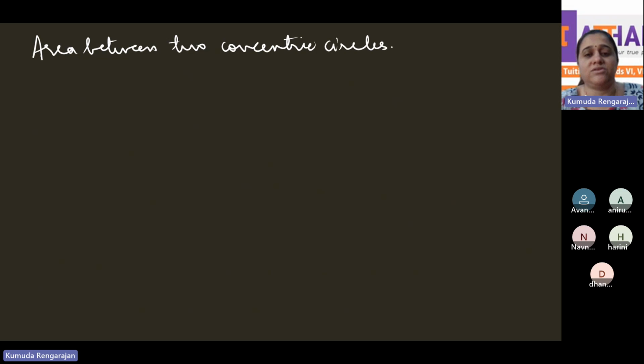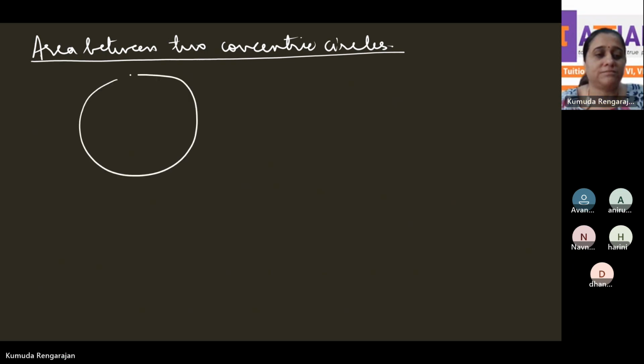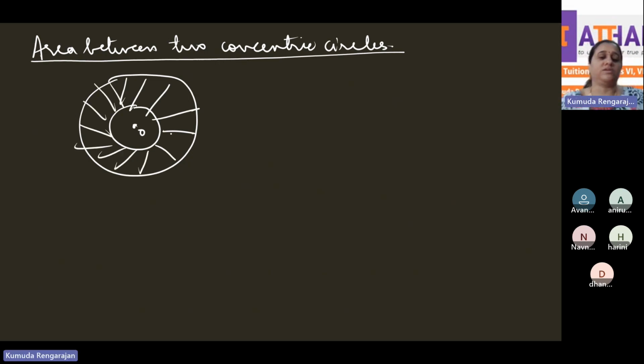Area between two concentric circles. So how to find this area? So you can see the shaded region. This is the area between two concentric circles.